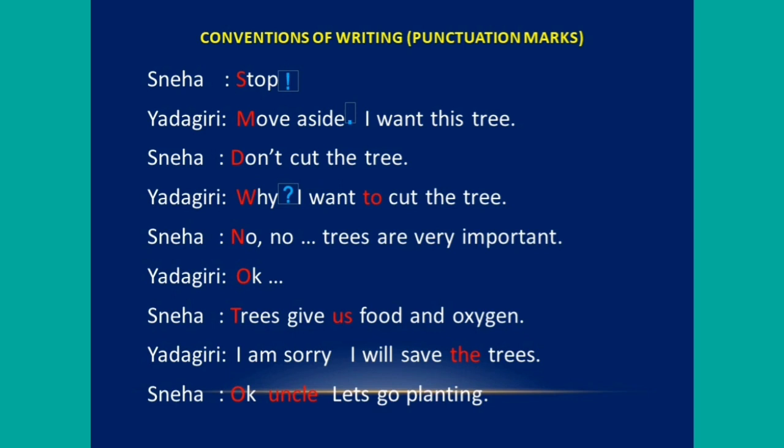Next. Sneha. No, trees are very important. That seems to be fine. Okay, Yadagiri, and that also seems to be fine. Trees give us food and oxygen. That's also fine. The next sentence, I am sorry. I will save the trees.